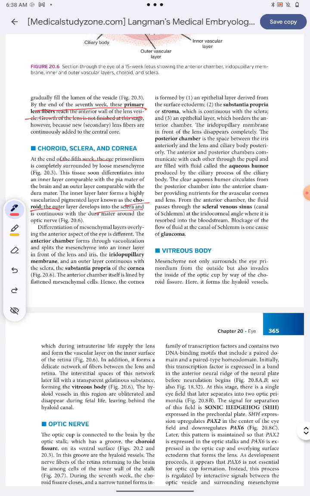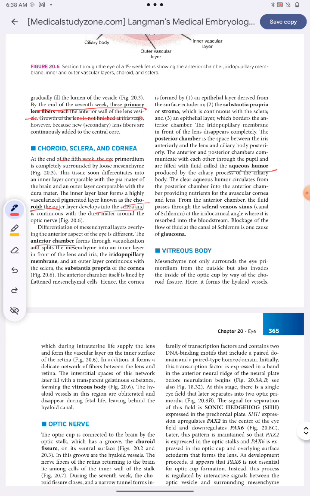Now, the eye differentiates into the anterior chamber, in front of the lens and iris and behind the cornea, and a posterior chamber. The anterior chamber is in front of the iris and behind the cornea, and from the iris to the lens is the posterior chamber, and this is filled by aqueous humor.